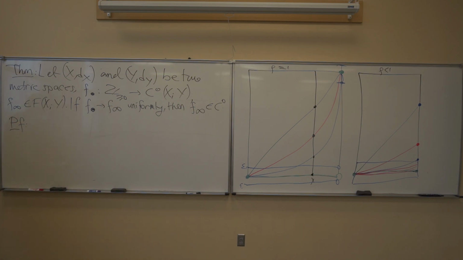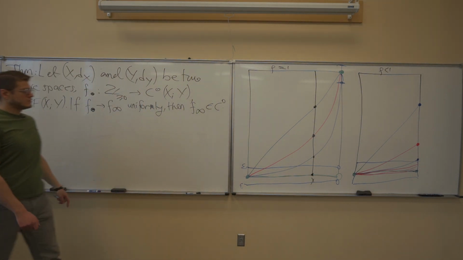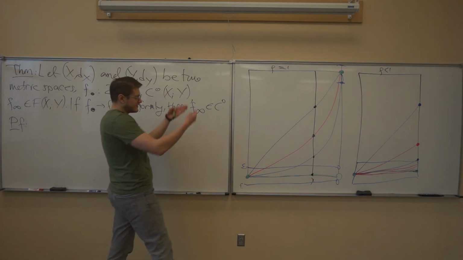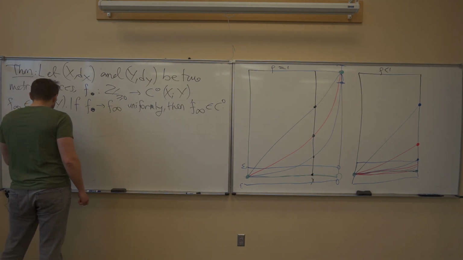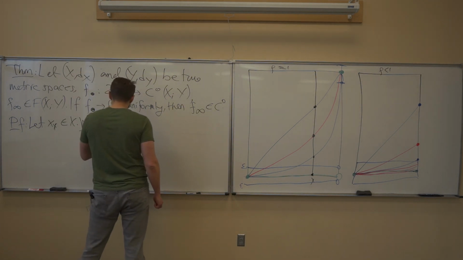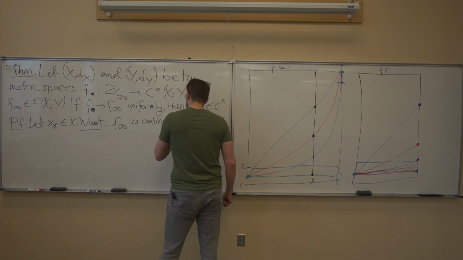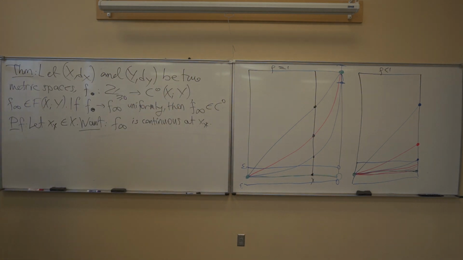So I have a bunch of things. I have that for each n, f sub n is a continuous function. And I have that f sub n's converge to f infinity uniformly. And I want that this function from X to Y is continuous. Well, in order for a function to be continuous, it has to be continuous everywhere, which means that I need to fix a base point. So let x star be in X. I want f infinity to be continuous at x star.